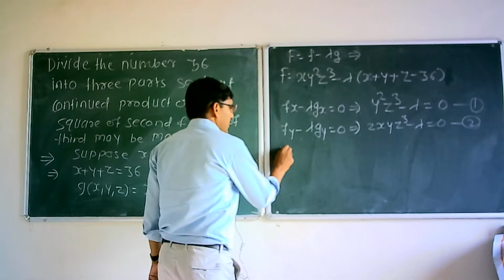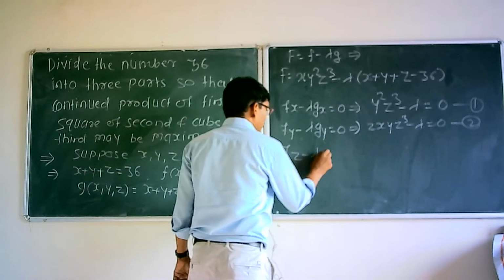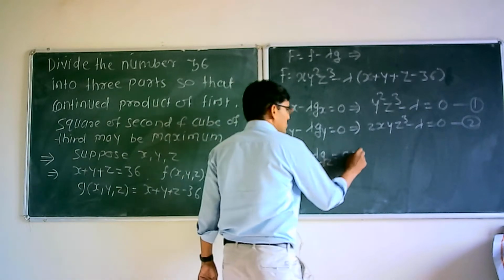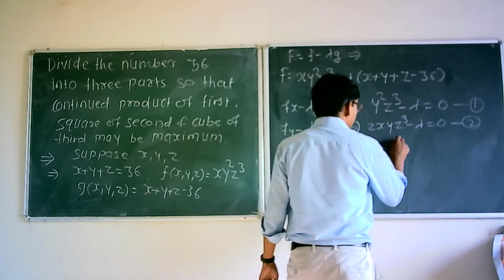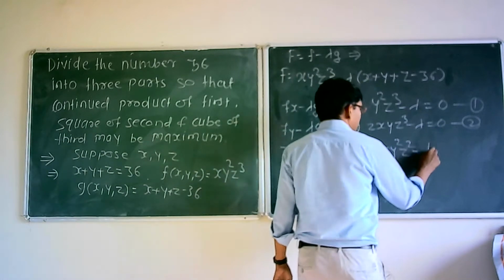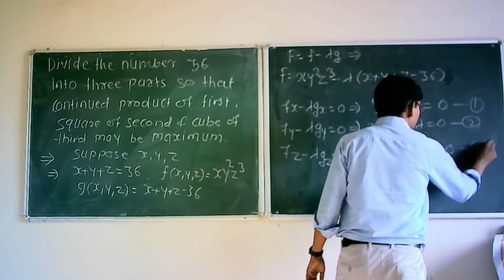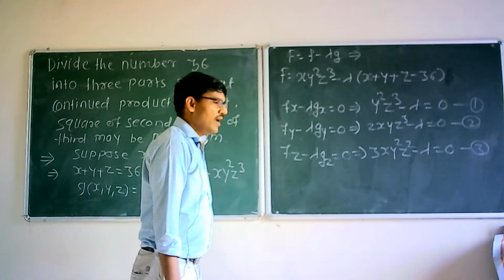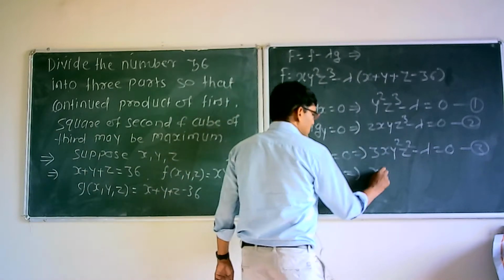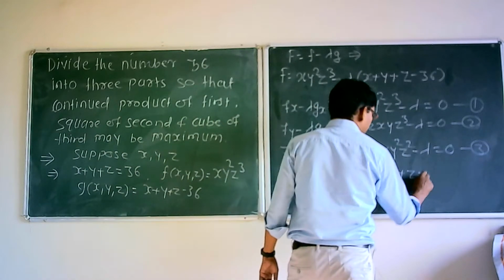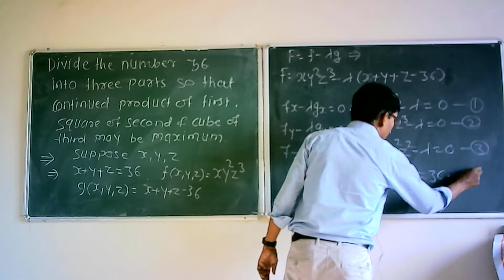The derivative of g with respect to y is 1. Again, f of z minus lambda g of z is equal to 0. This implies 3 x y square z square minus lambda is equal to 0. So this is equation number 3. And last, g is equal to 0 implies x plus y plus z is equal to 36. So this is equation number 4.